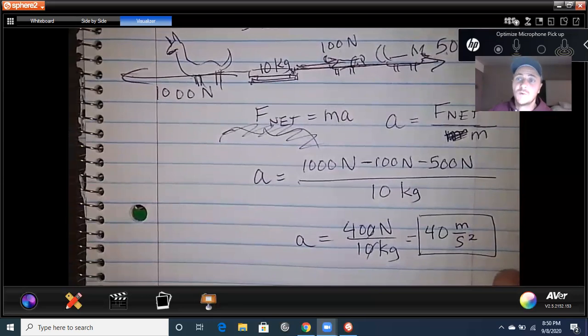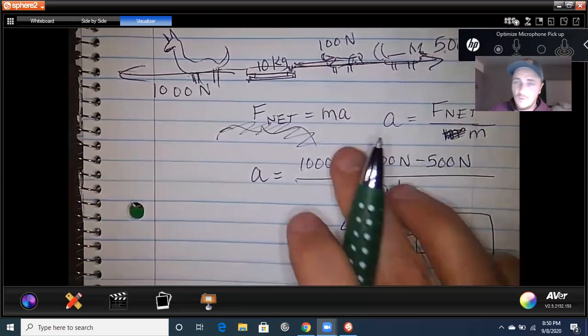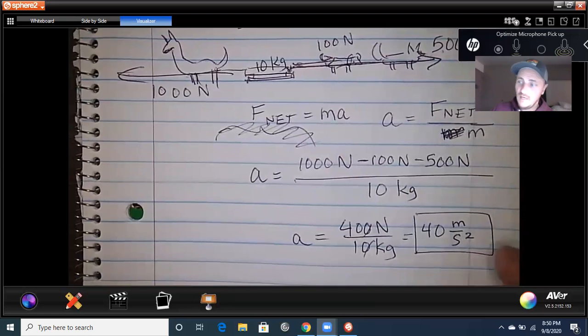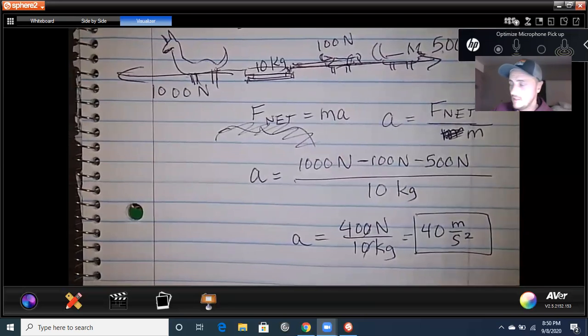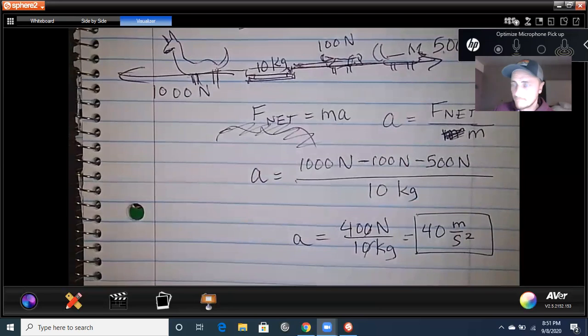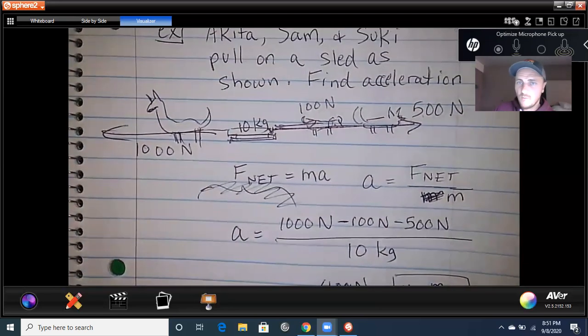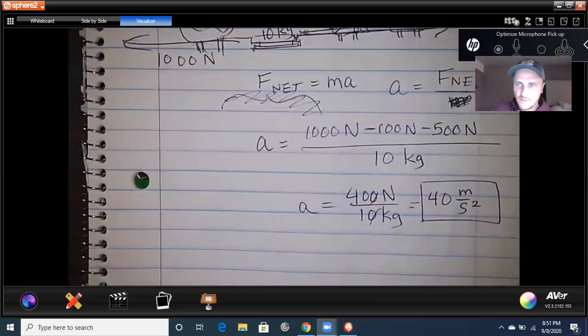40. That's a ridiculously fast acceleration. I would not want to be on this sled, right? You are getting yanked the other direction pretty quickly if you're starting from rest, right? I mean, this could be a problem with, never mind, let's not introduce more stuff, all right?